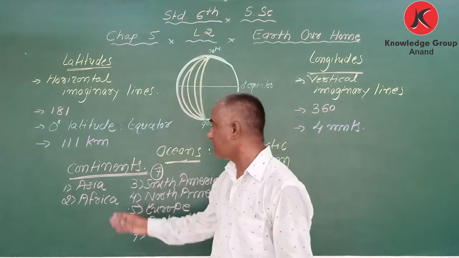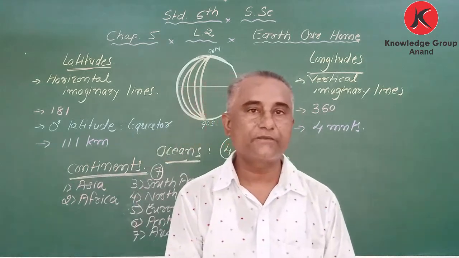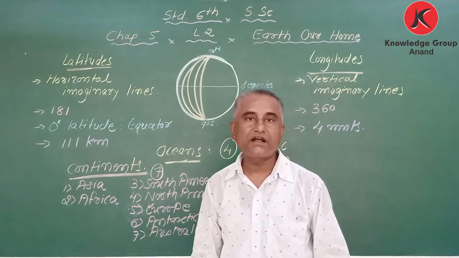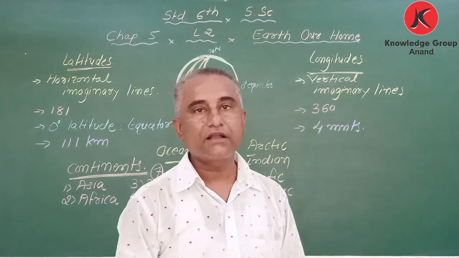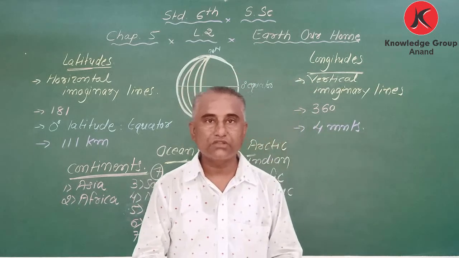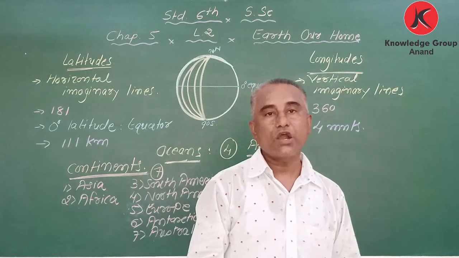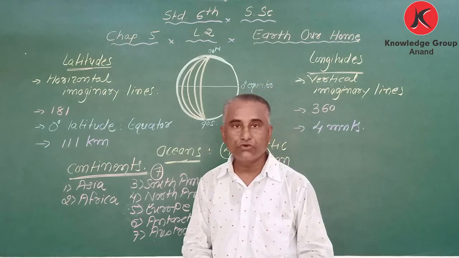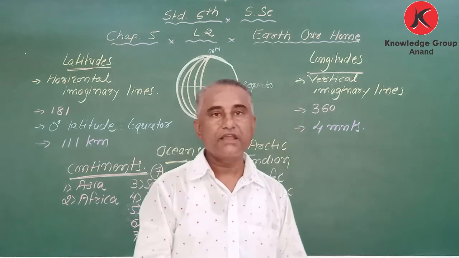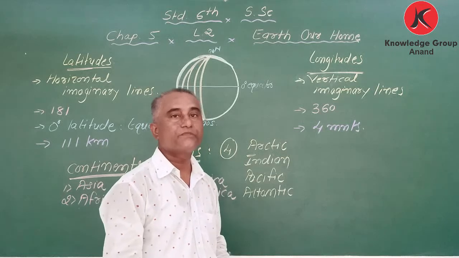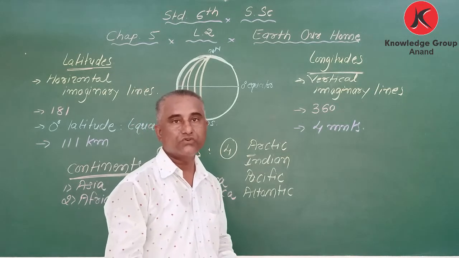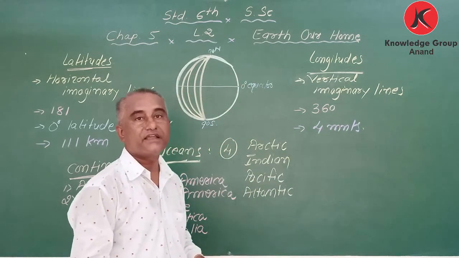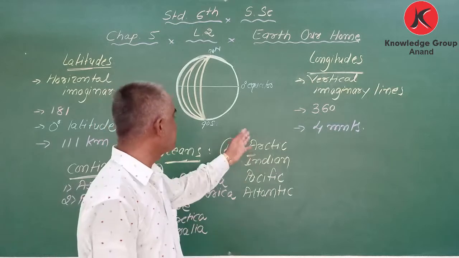Now the next thing about continents. How many continents are there? There are 7 continents: Africa, Asia, America, meaning North America and South America, Antarctica, and Australia. And one more continent that starts with E, that is called Europe. And oceans: there are 4 oceans: Pacific Ocean, Atlantic Ocean, Indian Ocean, and last one is Arctic Ocean.